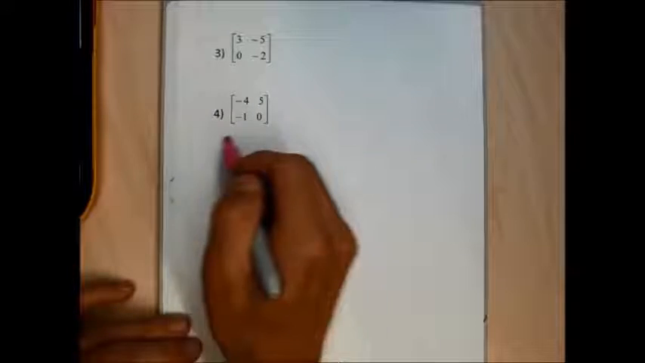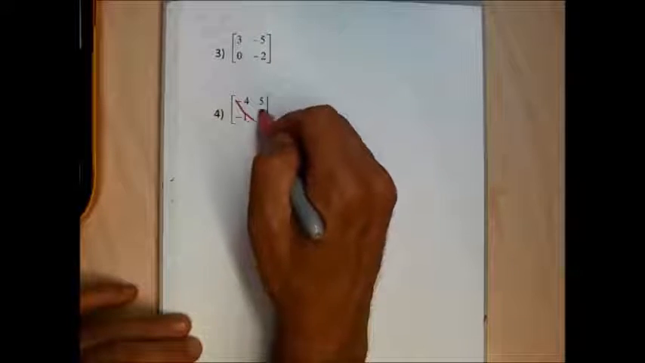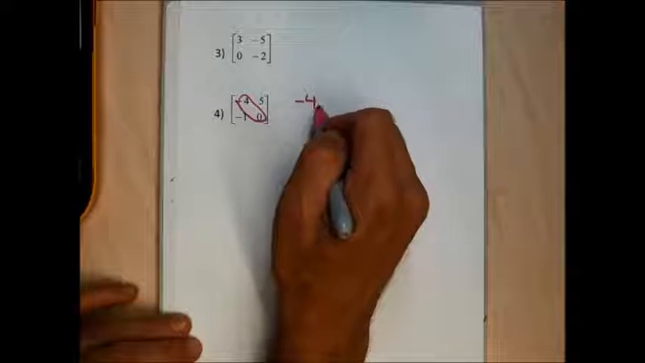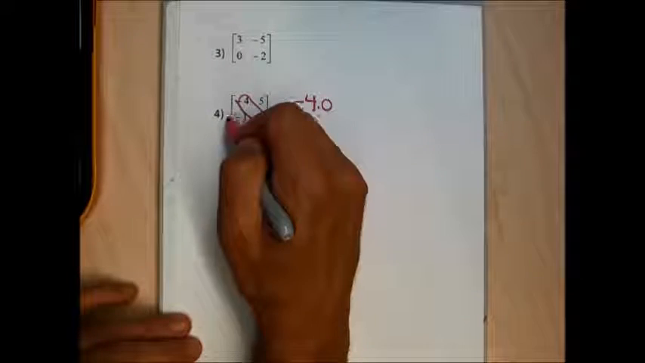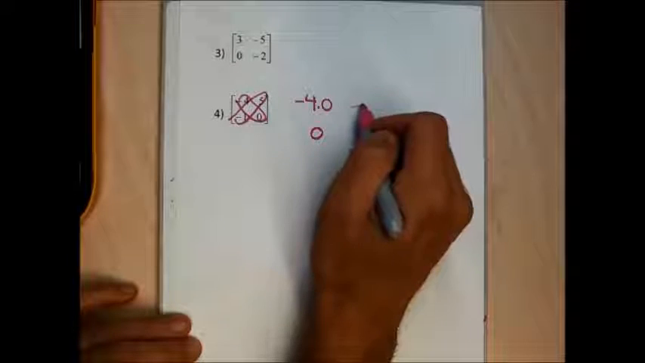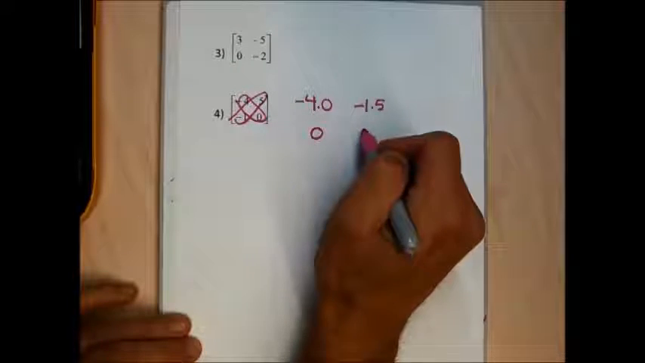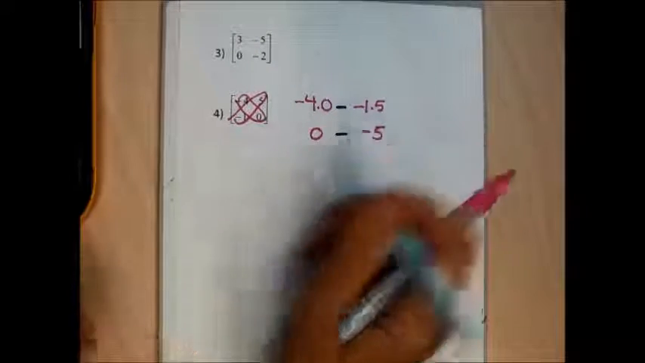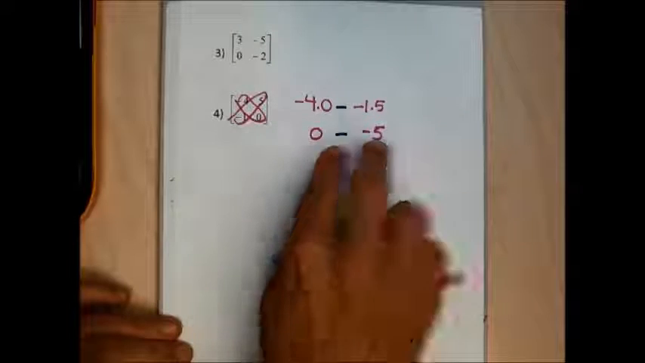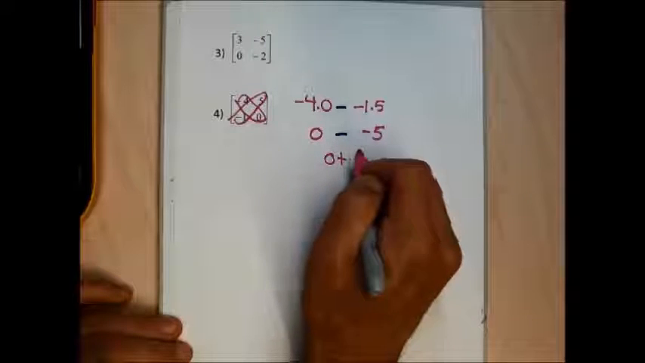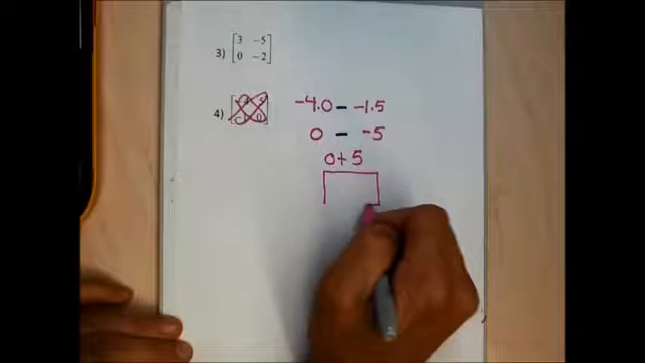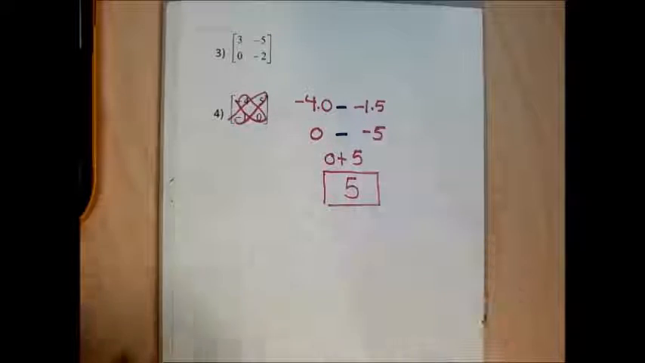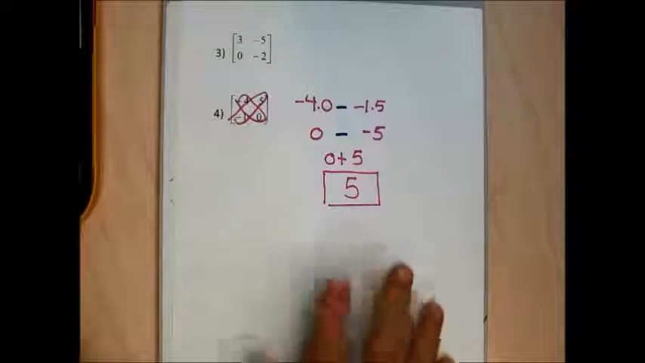For problem 4, I'm going to do it both ways. First, I'm going to find the determinant by hand. I'm going to cross multiply down and get negative 4 times 0, which is 0. Cross multiply up and do negative 1 times 5, which is negative 5. I'm going to subtract this. I'm going to go negative 4 times 0 minus negative 1 times 5. I produce a double negative here. That's going to be 0 plus 5. The answer to number 4 is just 5. I don't really need to say the determinant of the matrix is 5 because that was a question that was posed. 5 is the answer to number 4.